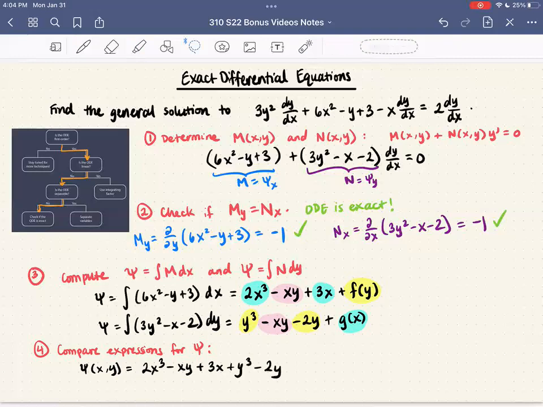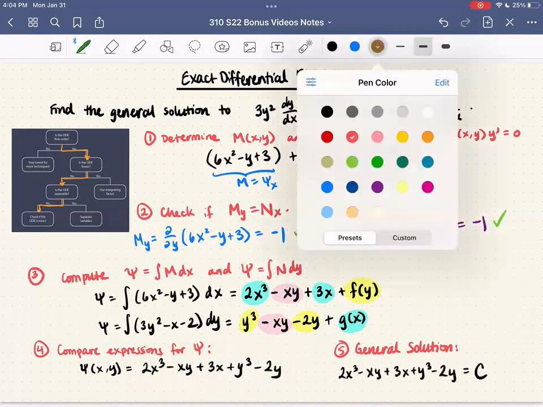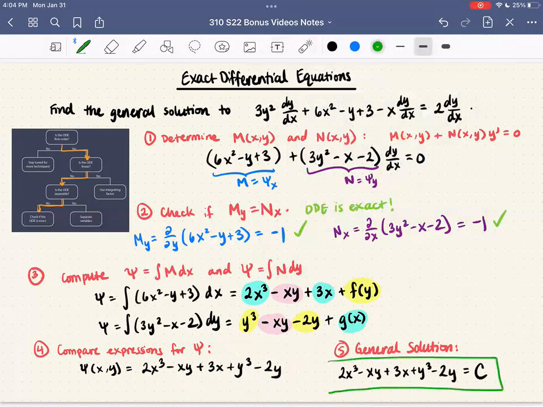All right. And lastly, we need to write down our general solution. So now that we've found psi, our general solution is just psi of x, y set equal to some arbitrary constant. So finally, our general solution is 2x cubed minus xy plus 3x plus y cubed minus 2y equals some arbitrary constant. And that's our final answer for our general solution to the differential equation. That's it for this example. Let me know if you have any questions.